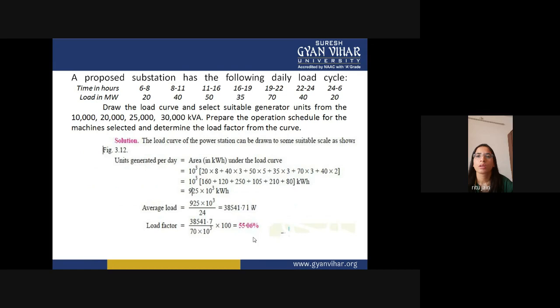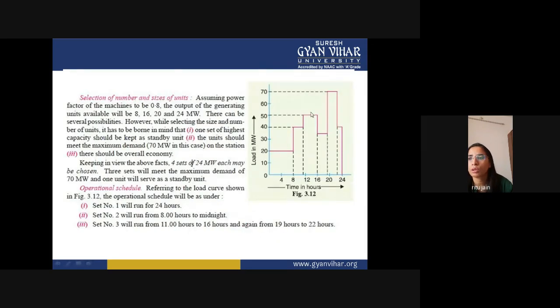First, draw the load curve and select suitable generator units from 10,000, 20,000, 25,000, and 30,000 kilovolt amperes. Then prepare the operation schedule for the machines selected and determine the load factor from the curve. First, we have to draw the load curve. Take time on the x-axis and load in megawatt on the y-axis.